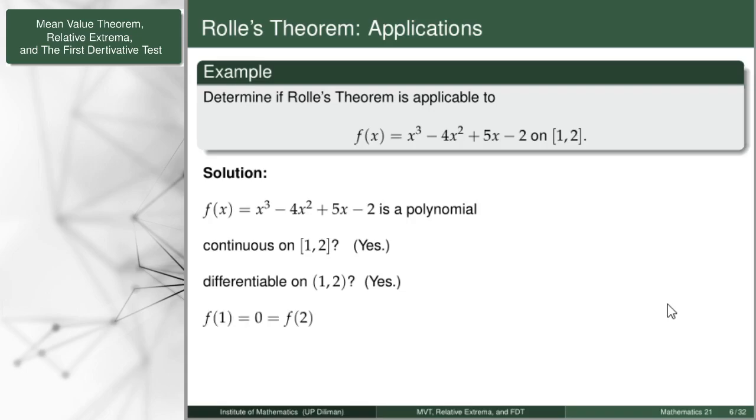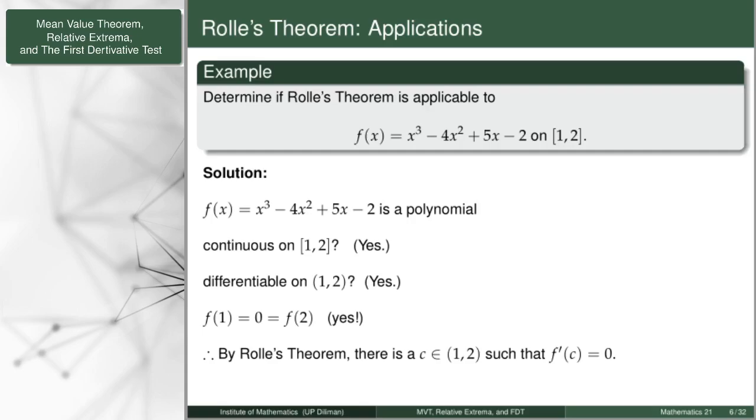Also, if you evaluate f at 1 and 2, it is easy to see that 1 minus 4 plus 5 minus 2 will be 0, and 8 minus 16 plus 10 minus 2 will also be 0. That means that Rolle's theorem can be applied and there is an interior point C such that f prime of C is equal to 0.